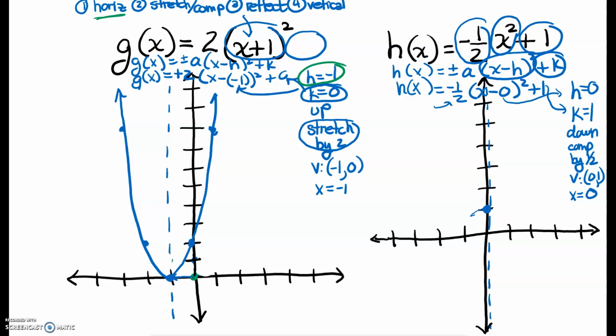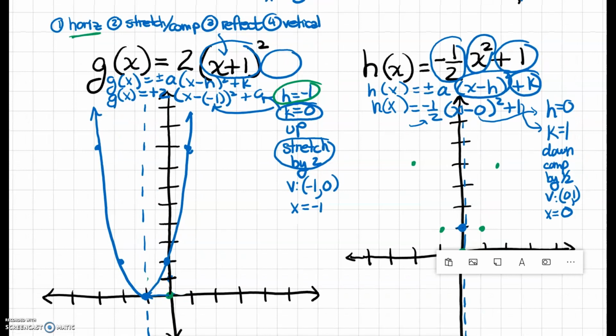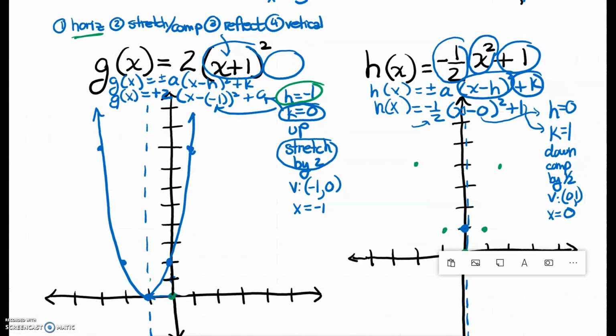So now my job is to take my original parent function, and these were the points we came up with. Remember, I plugged in -2, -1, 0, 1, and 2, and I came up with these coordinates. So now I have to follow my directions over here. I need to do my horizontal shift if I have one. Okay, I want you to notice I have no horizontal shift.